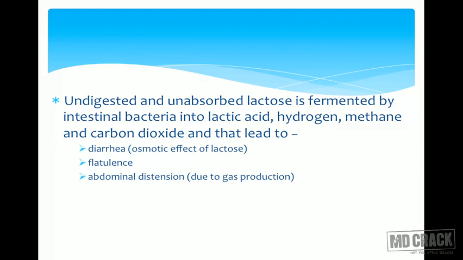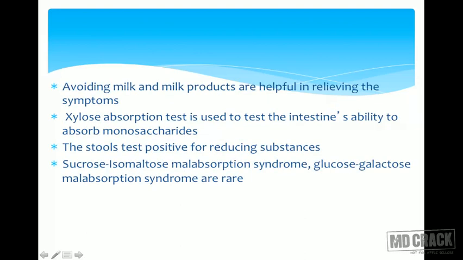Glucose has got an osmotic effect. Intestinal bacteria have digested that lactose and converted it partly into lactic acid and glucose. Anaerobic metabolism is taking place. So this glucose has an osmotic effect and it causes diarrhea. It also causes flatulence. Why? There is so much hydrogen, methane, carbon dioxide that is produced. And whenever there is flatulence, it will lead to abdominal distension due to the gas production. What is important in all this is they can avoid milk and milk products.